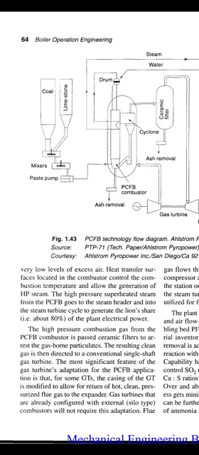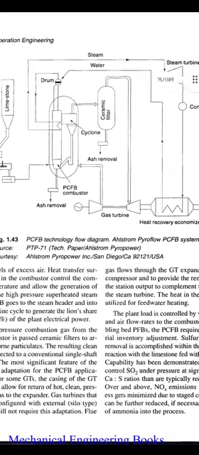The high pressure combustion gas from the PCFB combustor is passed through ceramic filters to arrest the gas borne particles. The resulting clean gas is then directed to a conventional single shaft gas turbine. The most significant feature of the gas turbine adaptation for PCFB application is that for some gas turbines, the casing of the gas turbine is modified to allow for return of hot, clean, pressurized flue gas to the expander. Gas turbines that are already configured with external silo type combustors will not require this adaptation.